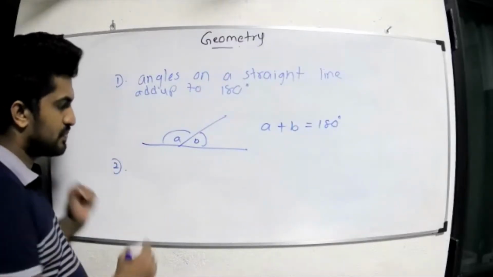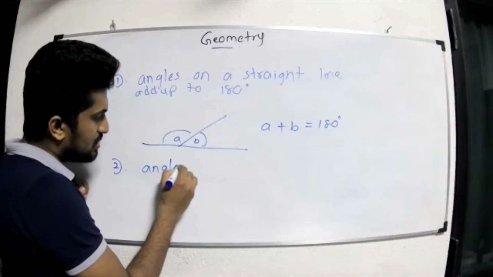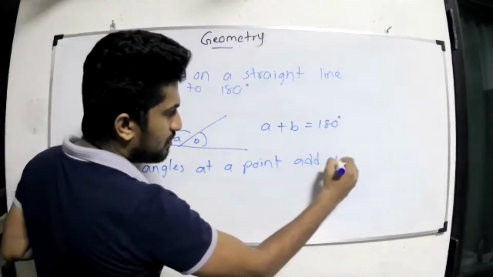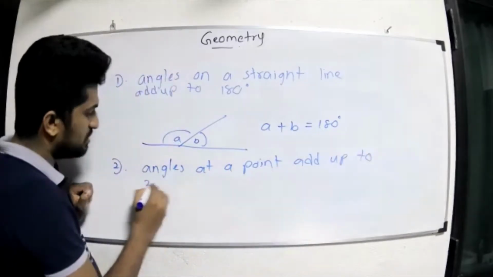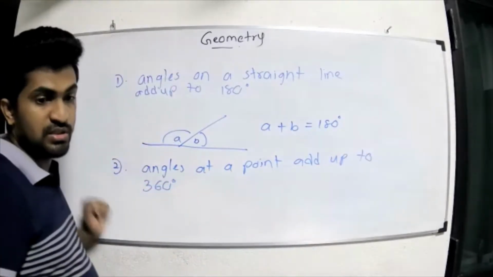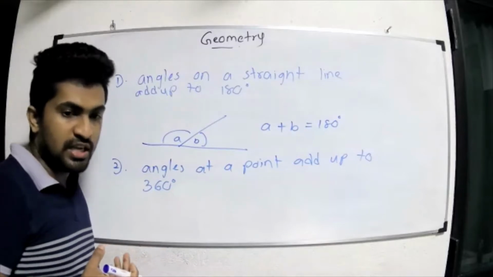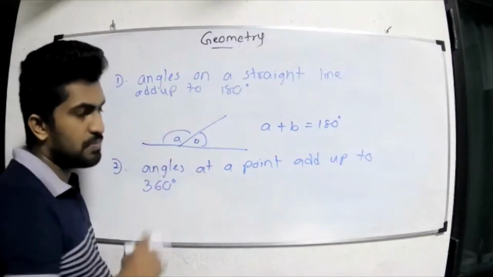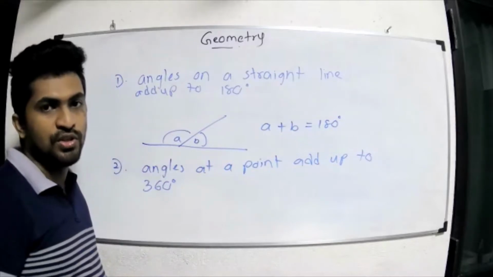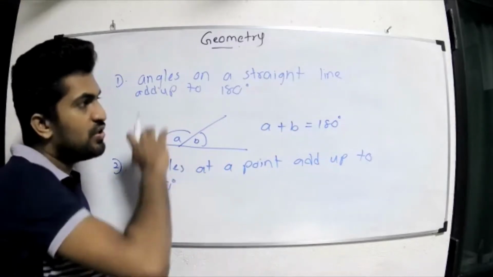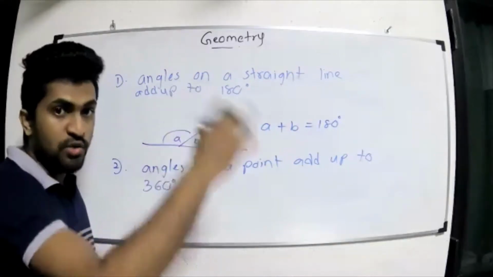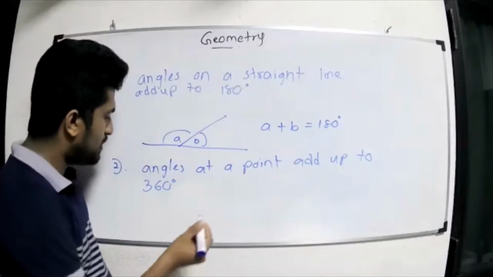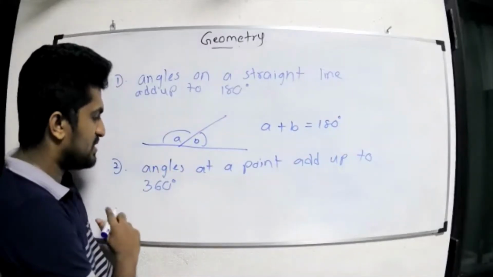Second one, angles at a point add up to 360 degrees. If you are from Cambridge, this part is common for you also. If you are doing Cambridge O levels, they will give you a geometry question, so you have to keep these theorems in your mind. Angles at a point add up to 360 degrees.